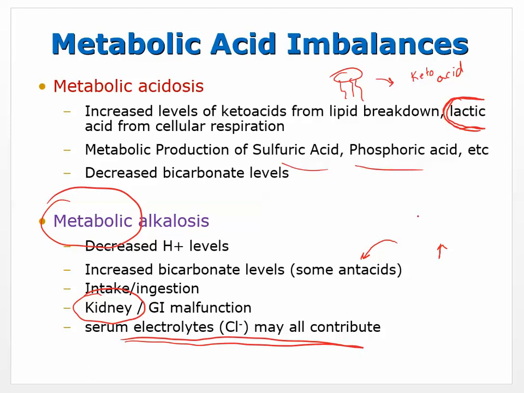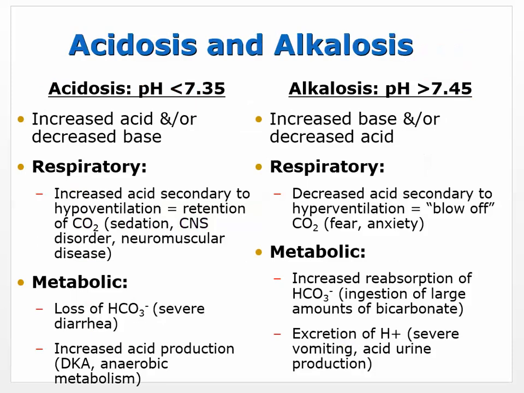So a test question is going to somehow give you a scenario, and you may have an increased ventilation rate, but your increased ventilation rate may be a compensation. In the case of increased ventilation, you're going to raise pH, so that could be a compensation for acidosis. Okay. All right. So, again, this is just another graph kind of saying the same thing. So acidosis, pH is low, increased acid or decreased base. If it's respiratory, increased acid secondary to hypoventilation, which is a retention of carbon dioxide. Sedation can cause that, CNS disorders, neuromuscular disease.